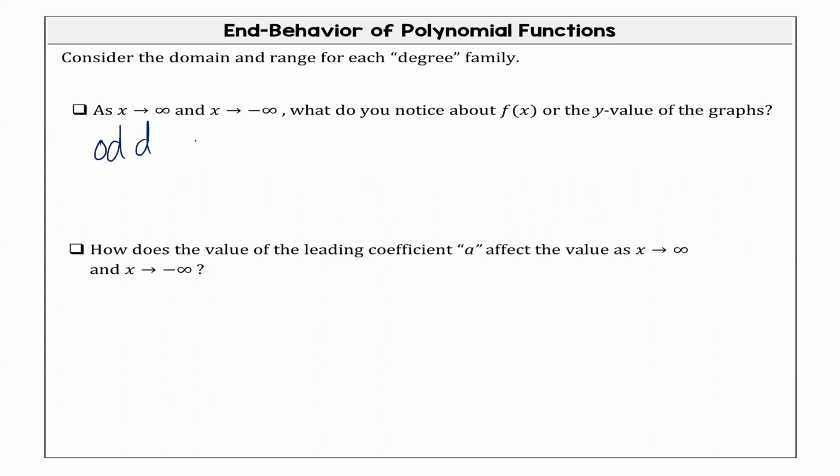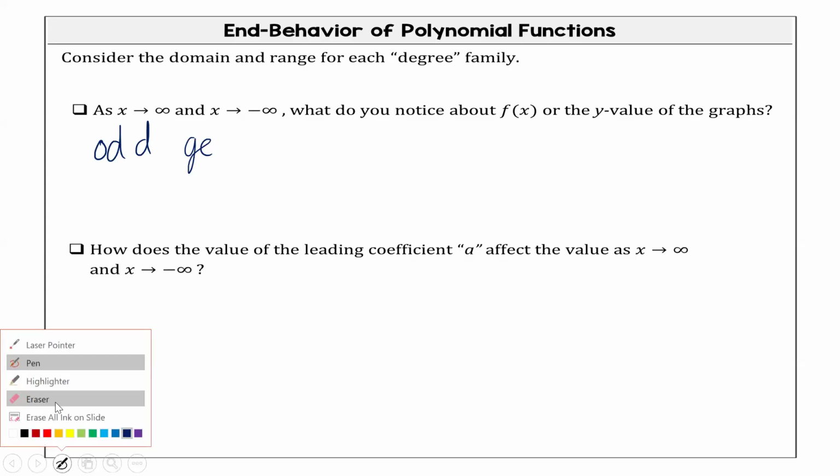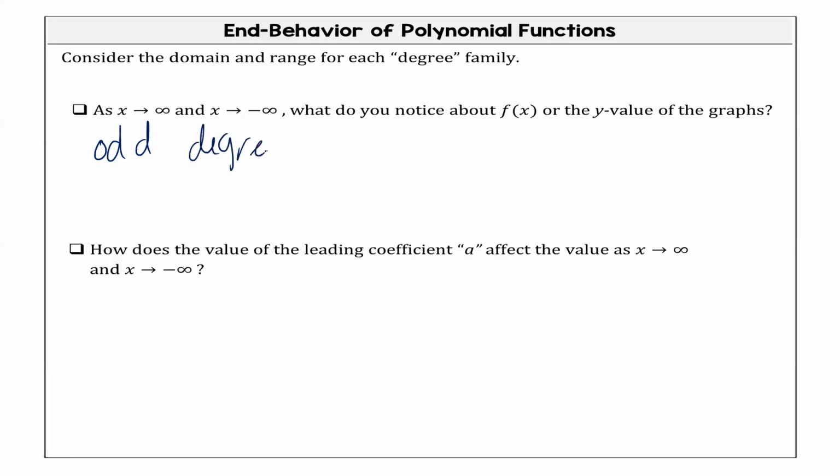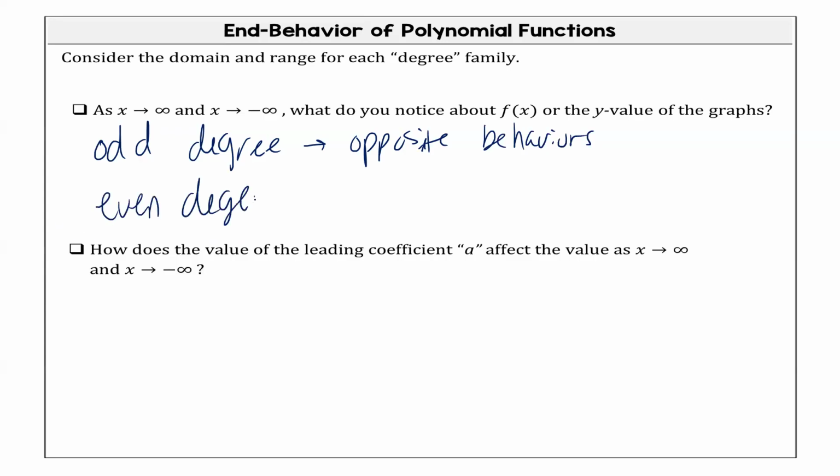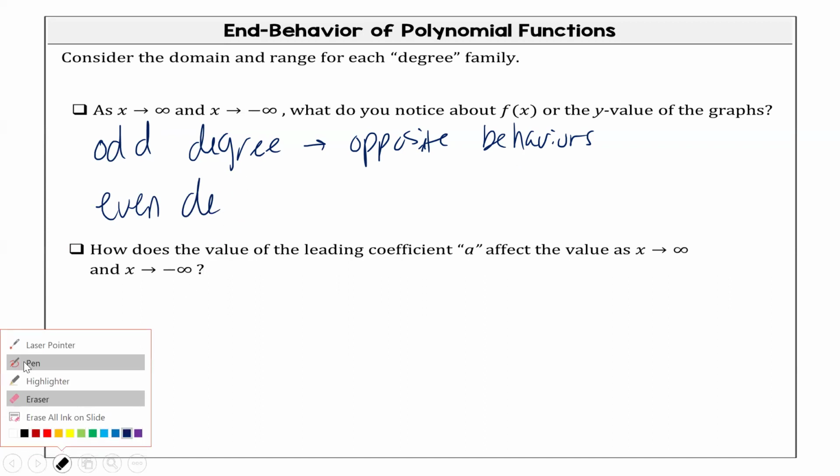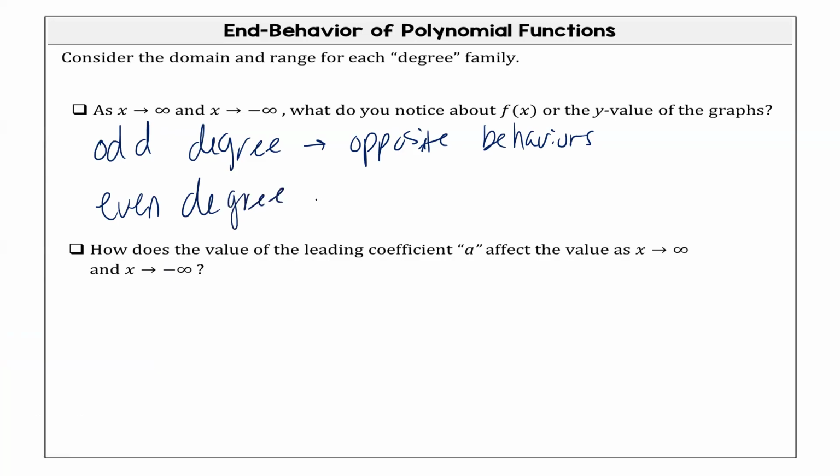Perfect. That's exactly what I needed to hear. So we are summarizing odd degree. The main thing is that they're going to have what kind of behavior? Opposite behaviors. And even degree, you're going to have same behaviors. The left and the right are going to mimic each other.